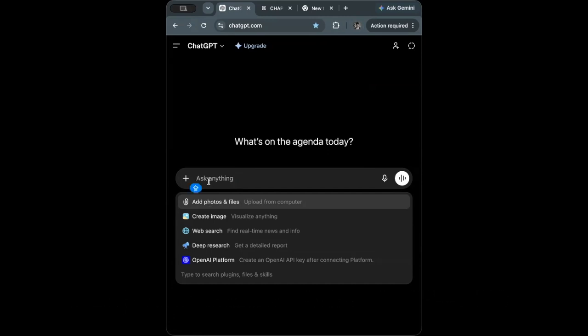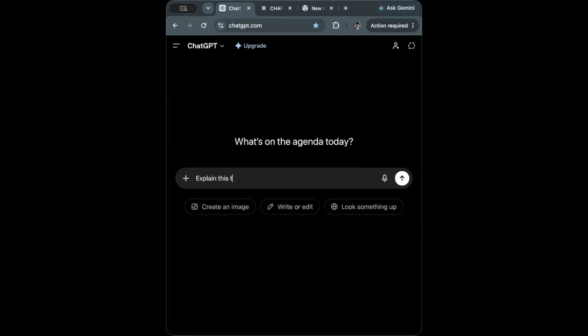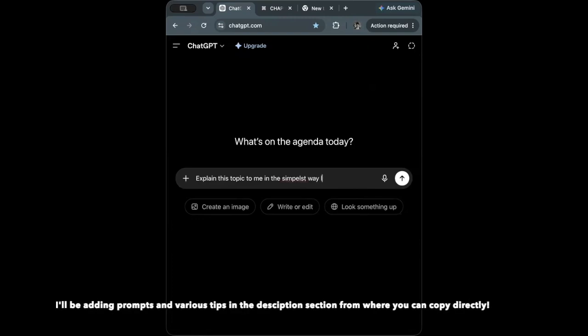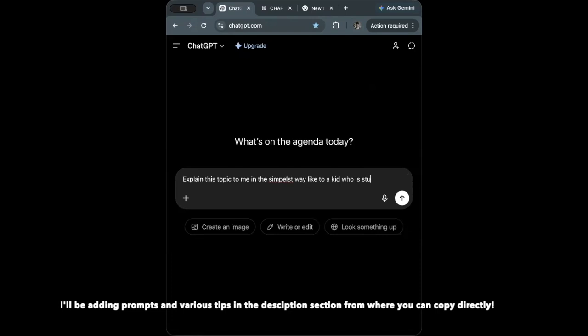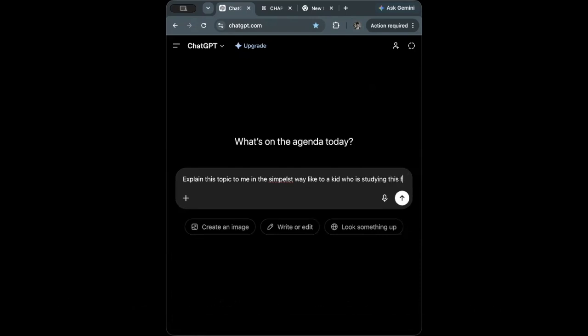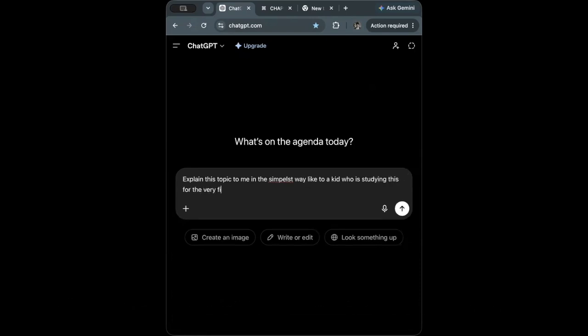For example, if I'm going to add any picture, I'm going to ask, explain this topic to me in the simplest way, like to a kid who is studying this for the very first time. This is a prompt for topics that you do not know at all. Like, I do not understand what this topic is all about. For example, in mathematics, if we ask about trigonometry, I do not know anything about it.